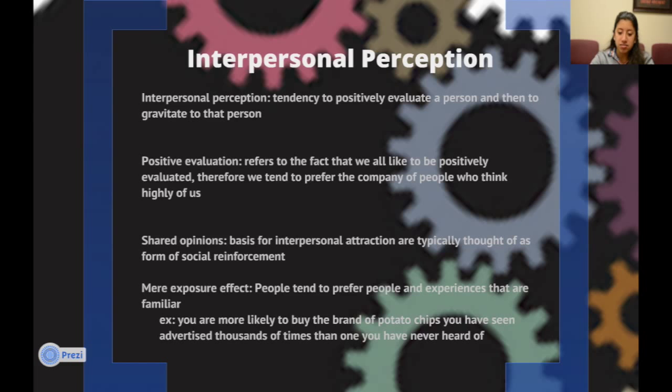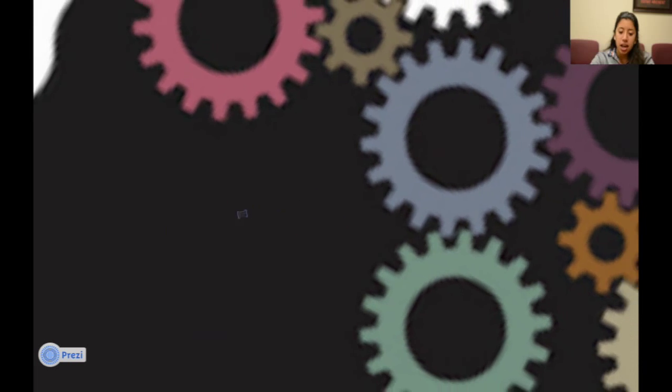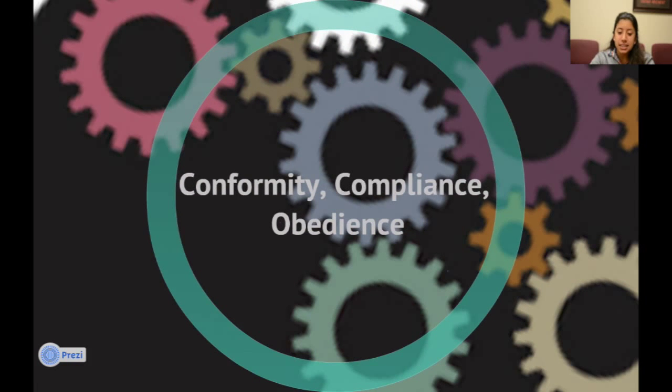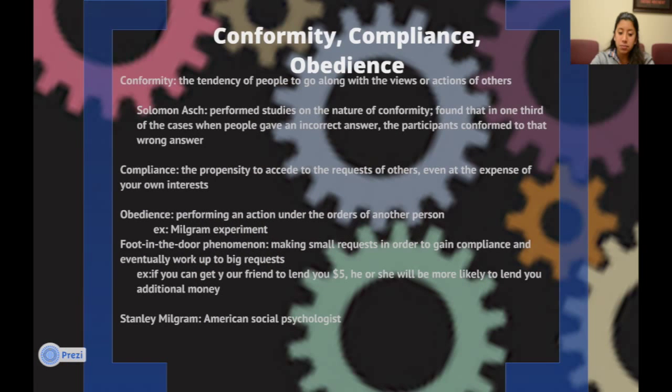Now we're going to look at conformity, compliance, and obedience. Conformity is a tendency of people to go along with the views or actions of others. Solomon Asch performed studies on the nature of conformity, and he found that in one third of the cases when people gave an incorrect answer, the participants conformed to that wrong answer. So if the main person said it's A, but the answer was actually B, the rest of the group might not necessarily say something.